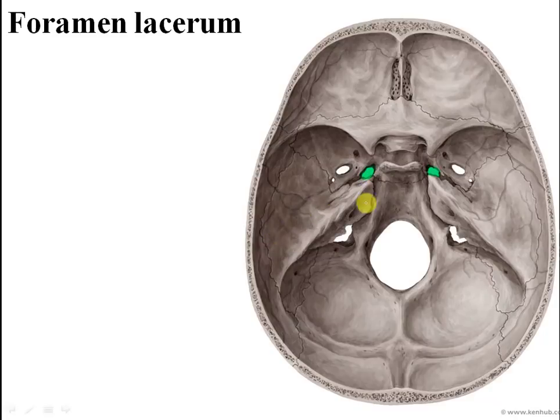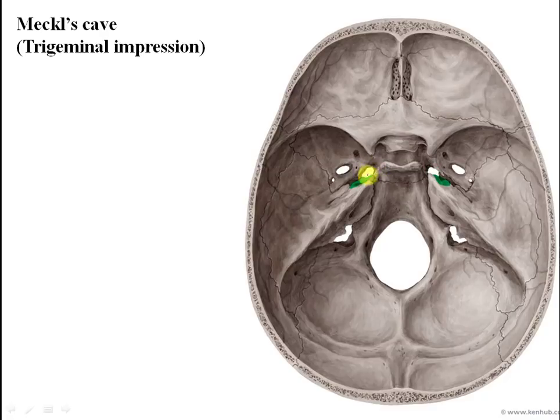Now at the apex of the petrous part of the temporal bone, we have this large foramen with a lacerated border. This foramen is foramen lacerum. In living subjects, it's closed by a fibrocartilage. Posterior to foramen lacerum, we have the impression for the trigeminal ganglion.